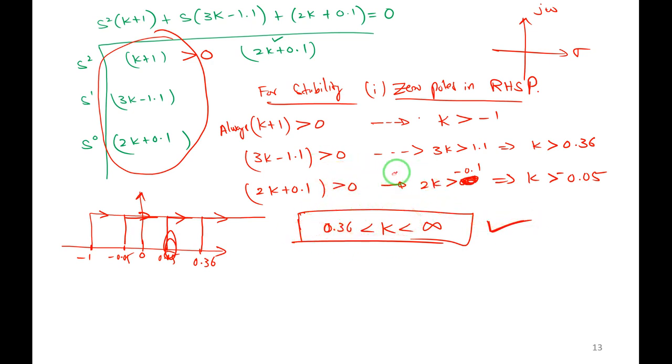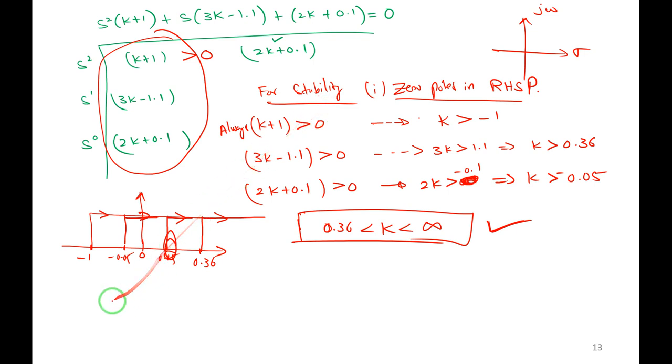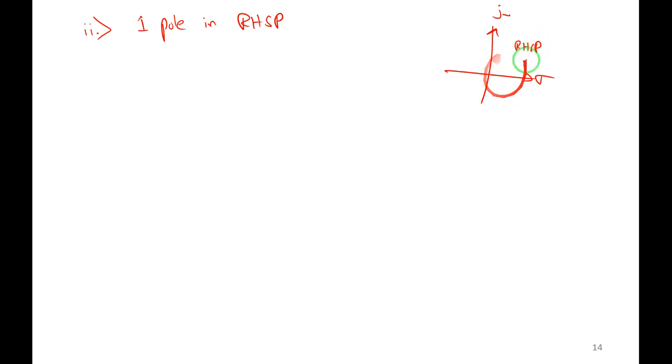Okay, zero poles. Next, we will take the second condition: one pole should be in the right half of the S plane. What they are telling is, on the sigma j omega plane, only one pole should be in the right half of the S plane. Only one pole means one sign change should be there.